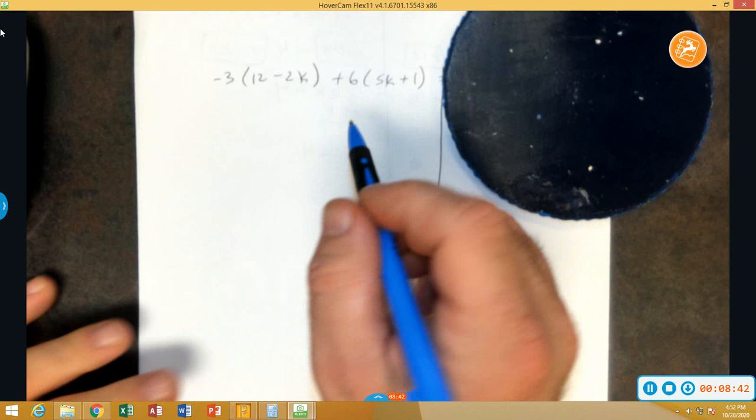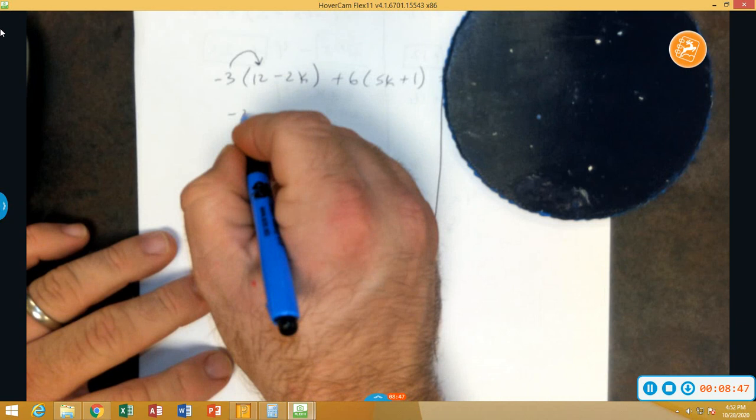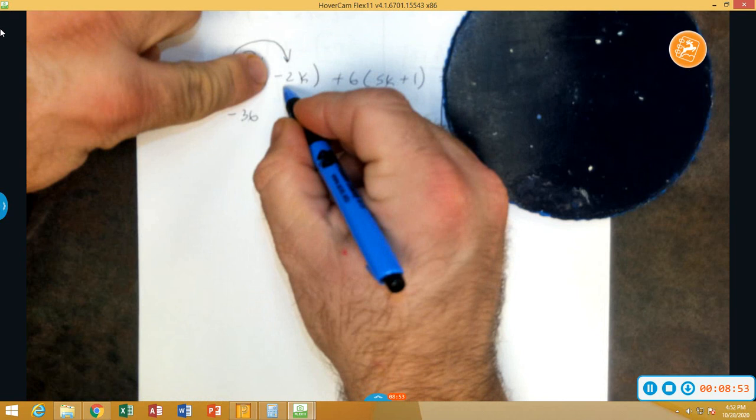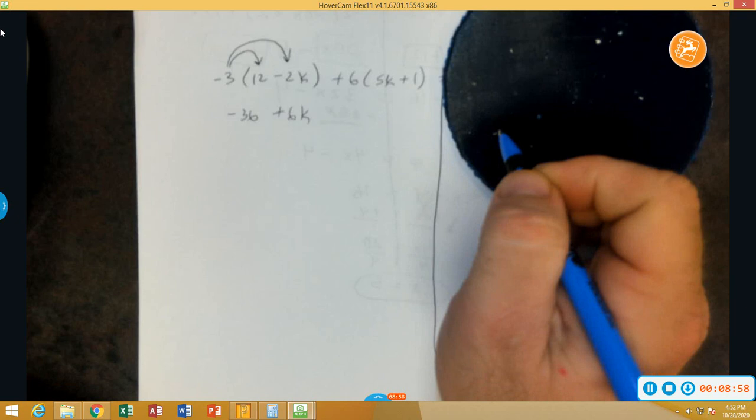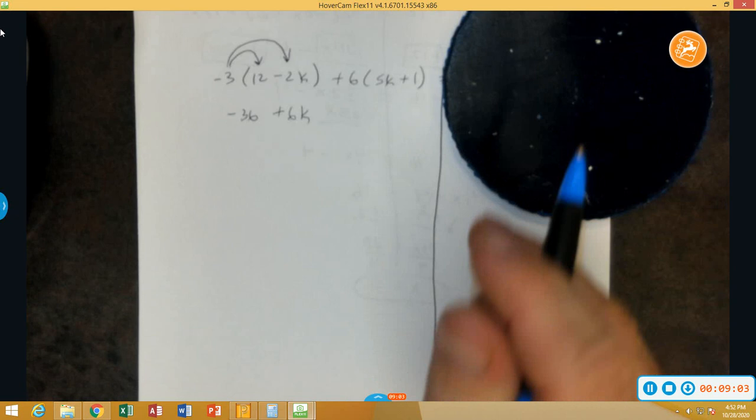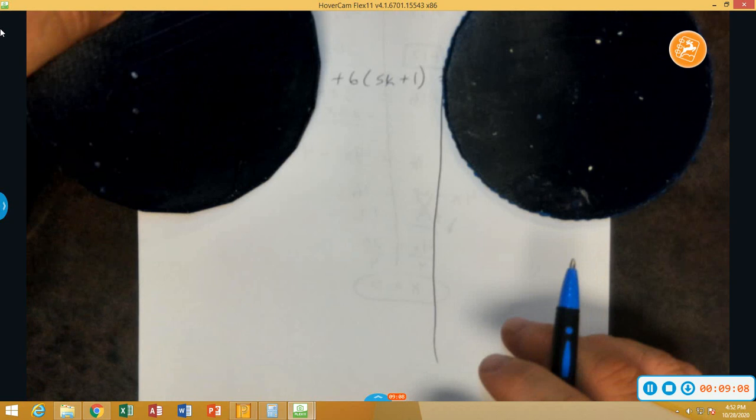So here we go. We've got negative 3 times 12 is negative 36. Negative 3 times negative 2k is positive 6k. So we're done with that distributive property. So this is what we're left with.